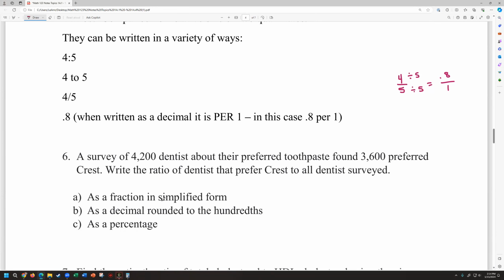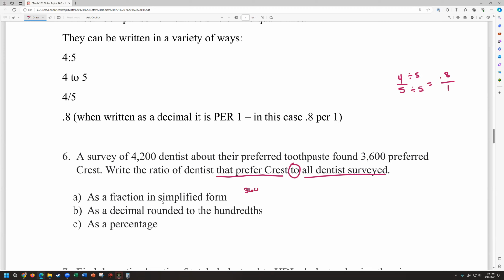So a survey of 4,200 dentists about their preferred toothpaste found that 3,600 preferred Crest. Write the ratio of dentists that prefer Crest. Okay, so we have to write it in the order they tell us, to all dentists surveyed. So the ones that preferred Crest was actually the 3,600. So that needs to come first. And then the all dentists was 4,200. So we want to write it first as a fraction in simplified form.